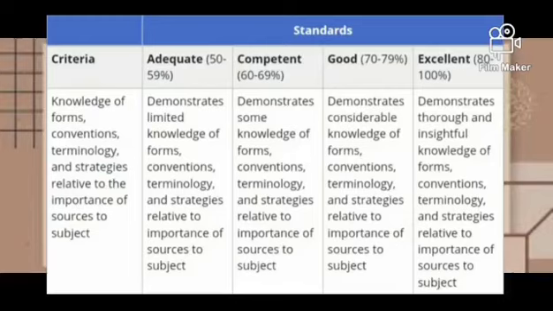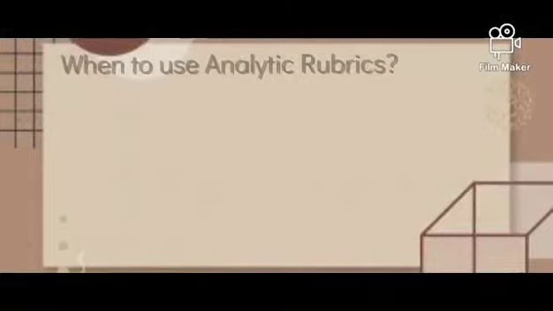If the student demonstrates some of the knowledge, then it goes under the competent, which has 60 to 69%. However, if the student demonstrates considerable knowledge, then it would be under good, which has 70 to 79%. But if the student demonstrates thorough and insightful knowledge, then it would be under excellent, which has 80 to 100% of the standards based on the criteria.